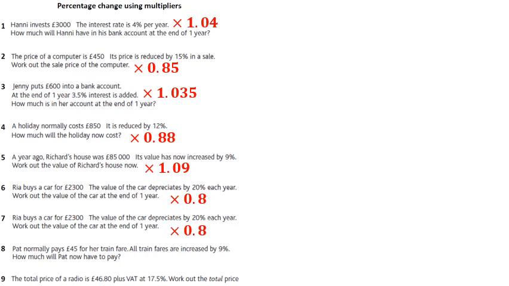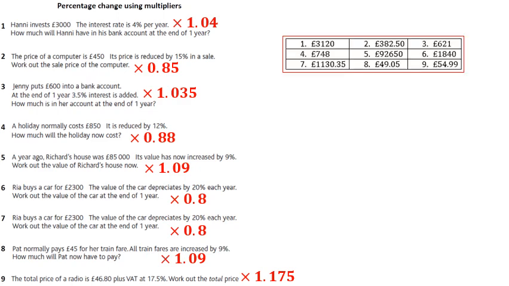We have a duplicate question there, so you can ignore that one. For question 8, Pat normally pays £45, but the fares are increased by 9%. So we multiply by 1.09. If a radio costs £46.80, but we're going to increase it by 17.5%, that's why it says plus VAT. VAT is value added tax, that's the sales tax in the UK. Then we multiply by 1.175. These days VAT is 20%, which makes for slightly nicer calculations.